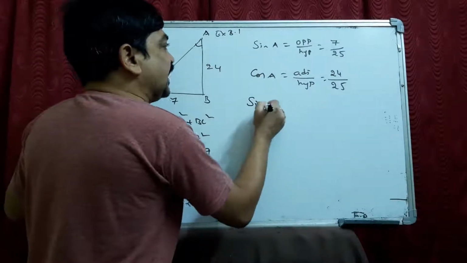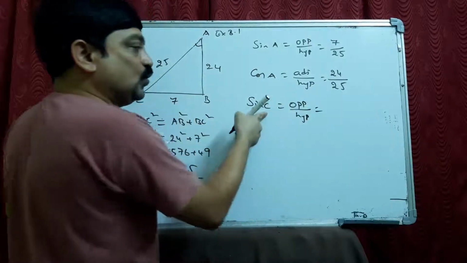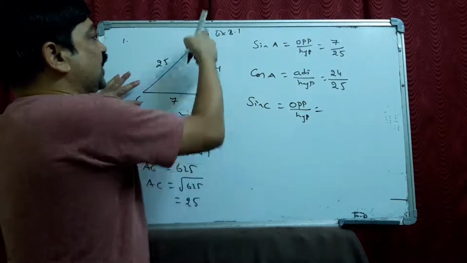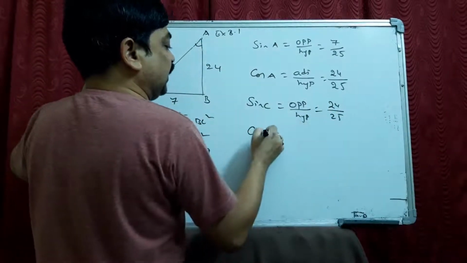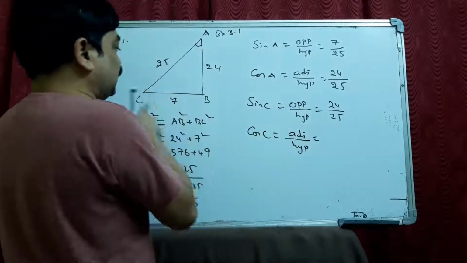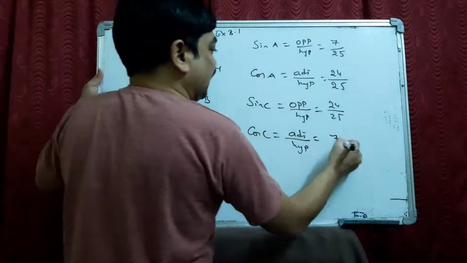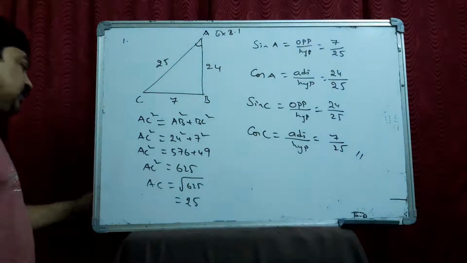Okay. What is sin C? Again, sin means opposite by hypotenuse. Opposite to whom? Angle C. Opposite to angle C is 24 by 25. And cos C, adjacent by hypotenuse. Adjacent to whom? Adjacent to C. So it is 7 by 25. Like this we find out sin A, cos A, sin C, cos C. Right?